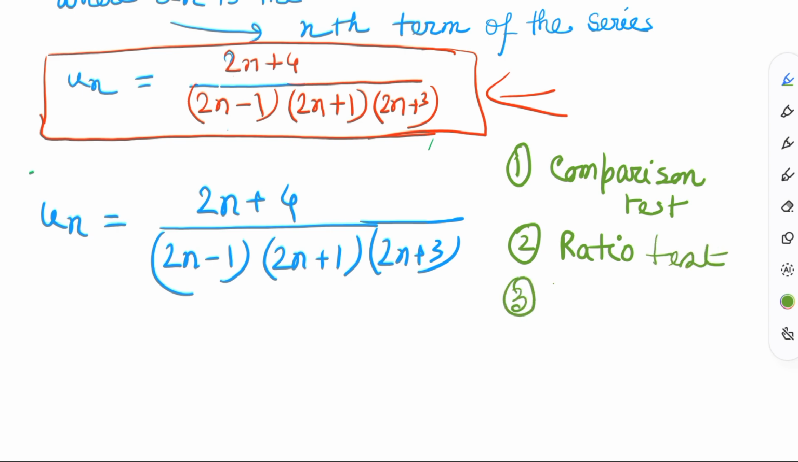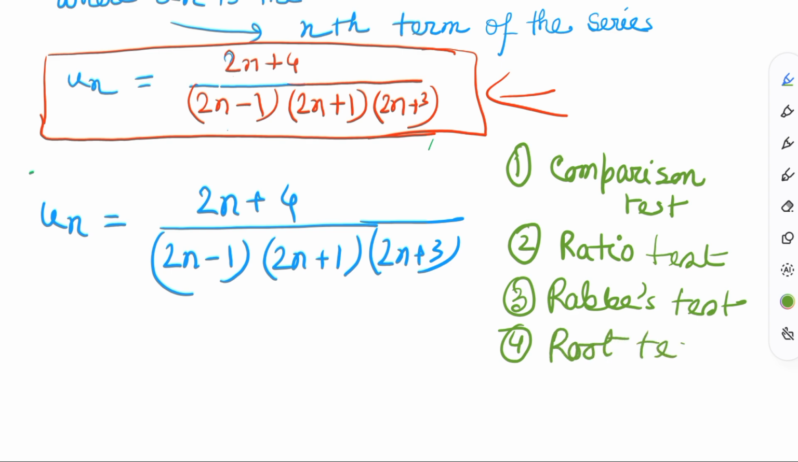Number 3 is Raabe's test. And number 4 is Cauchy's root test. So between these 4 tests, which test will we use here? We will use the comparison test. Why, students, will we use the comparison test?